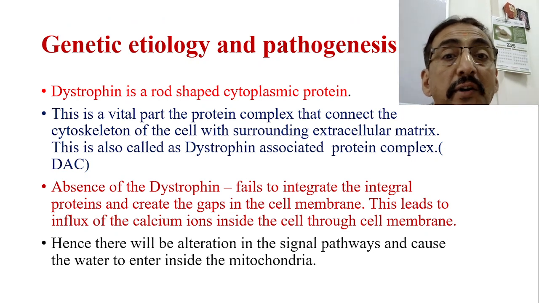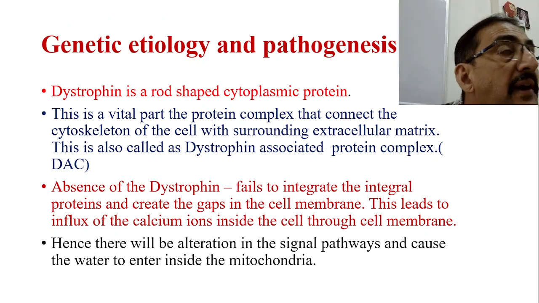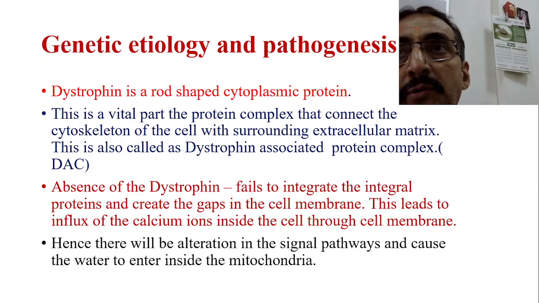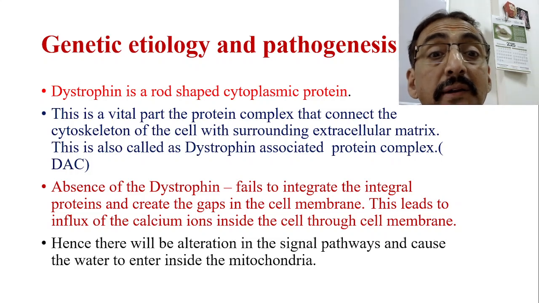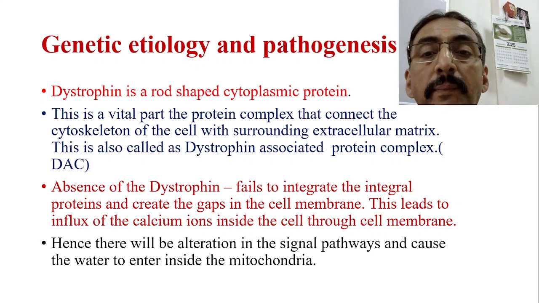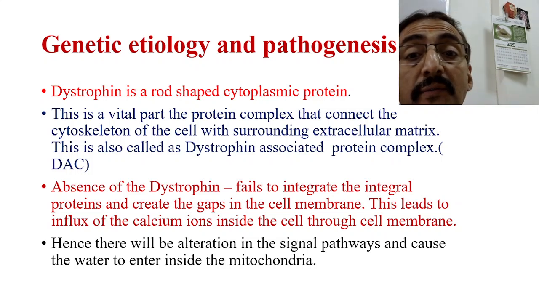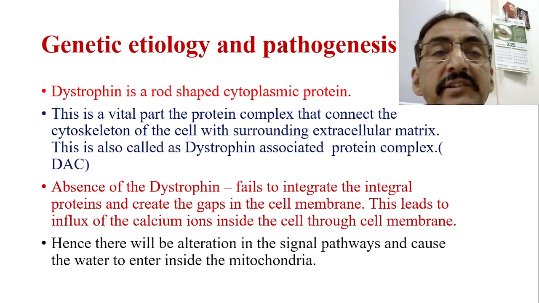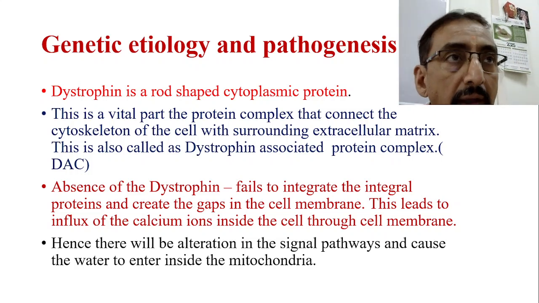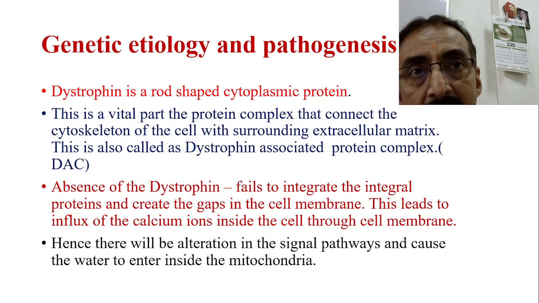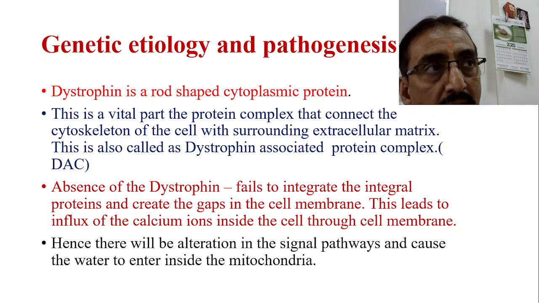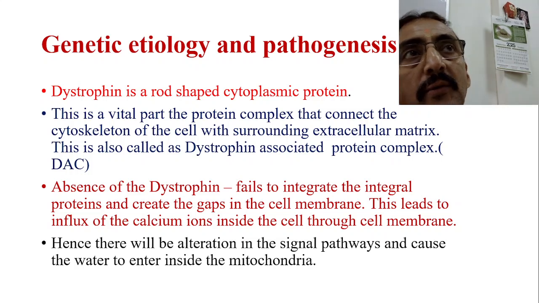So dystrophin is a rod-shaped cytoplasmic protein. That means it connects the cytoplasm of the muscle with the external, nutritional environment. This is a very vital part of the protein complex that connects the cytoskeleton of the cell with the surrounding extracellular matrix, the nourishing area. It's not exactly extravascular, it's extracellular. It connects the internal environment of the muscle with the extracellular matrix. Therefore this whole thing is also called the dystrophin associated protein complex.